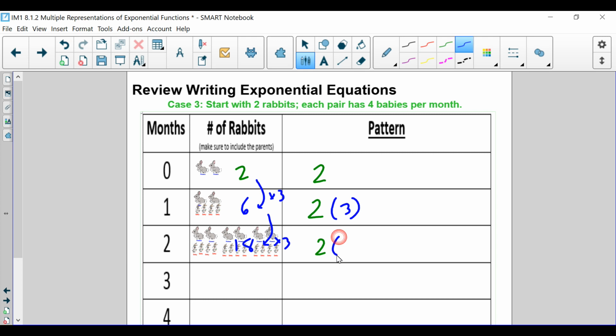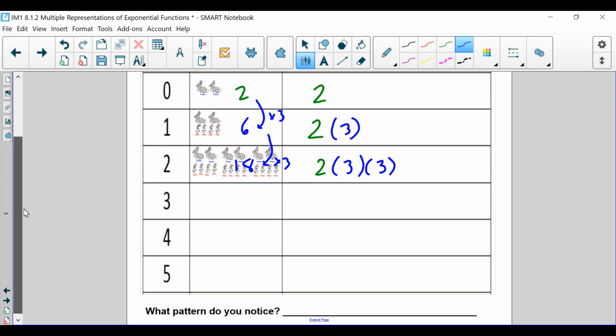And then what we noticed in the last example was, okay, if we're starting with 2 and we keep multiplying by 3, the equation would be this. We started with 2 and we kept multiplying by 3. So 3 in this case only had 1 3. 3 in this case had 2 3s. So if we don't know how many months there are, we would call it x months. So this is what we had as our equation.